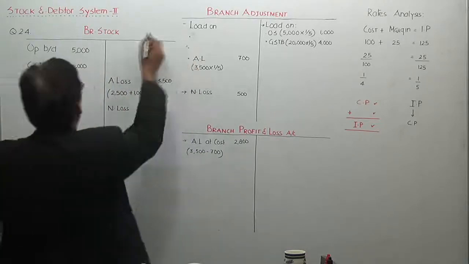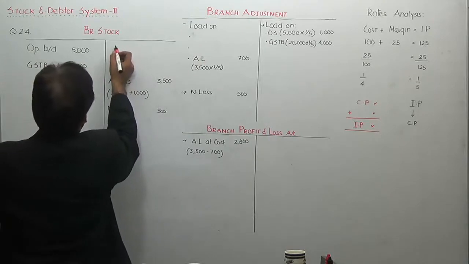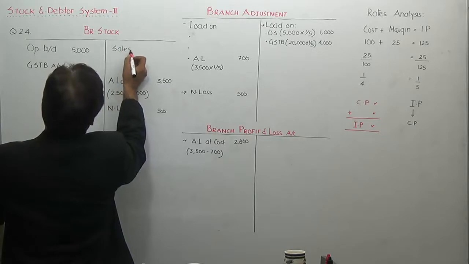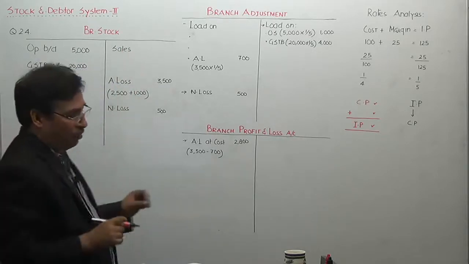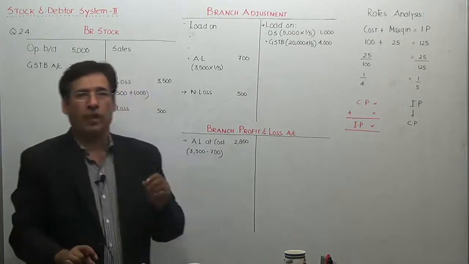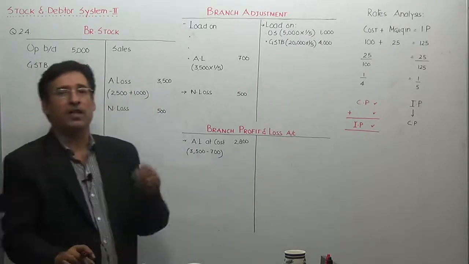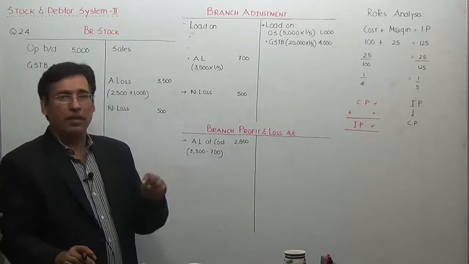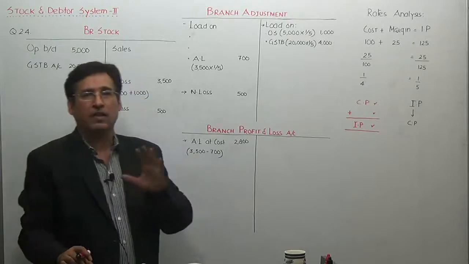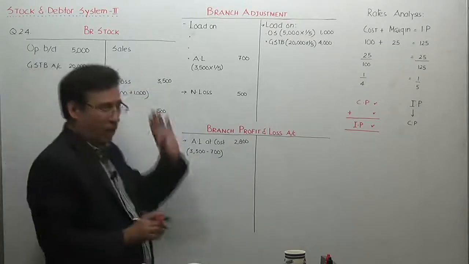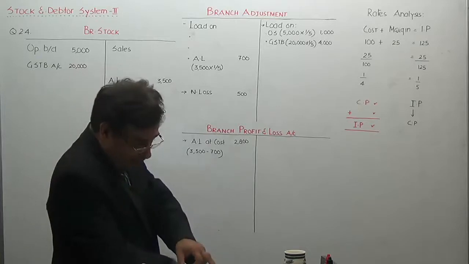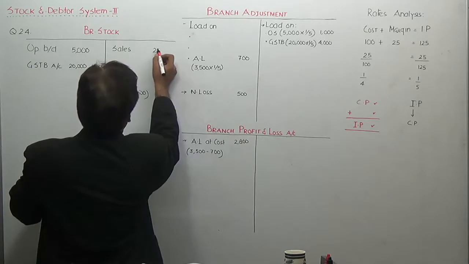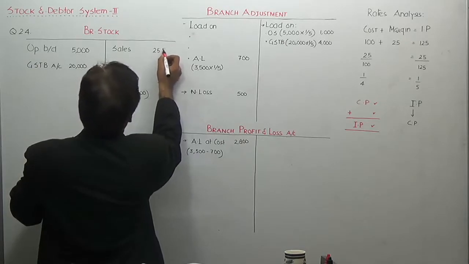If you remember, in this particular method, both cash and credit sales are written on the credit side of branch stock account. Logically in accounts, if nothing is mentioned with respect to sales, we always presume that sales are on credit basis. But in this question, opening and closing debtors are not given, so these sales must be cash sales. Correct? Sales in this case given to you is 25,500. So you are going to put it over here, 25,500.